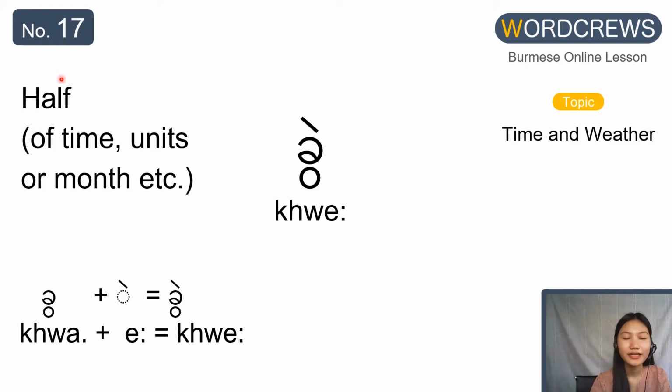So here is half or time, and some units like 10, kilo, and feet, something like that. Or man or year, we can use kwe. Let's see how to read it. So here is alphabet ka and symbol wa, so we pronounce kwa. And next one is a symbol, so we pronounce kwe. Half or time, unit or man is kwe.